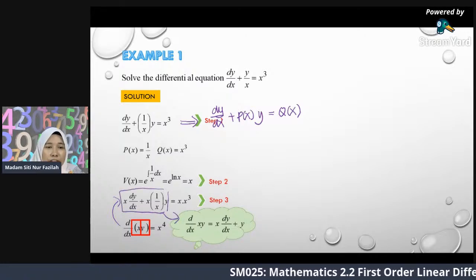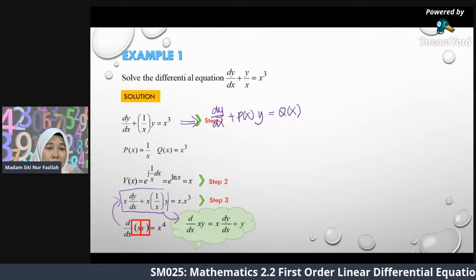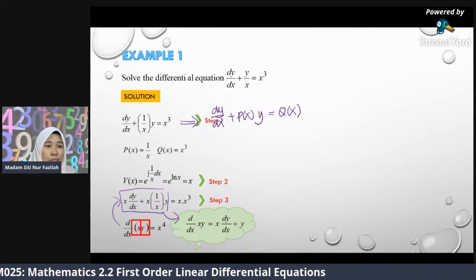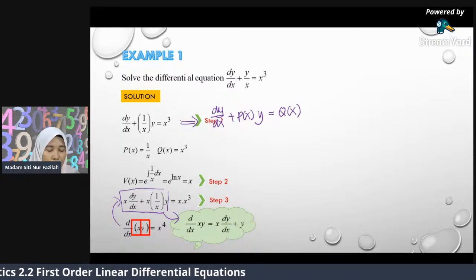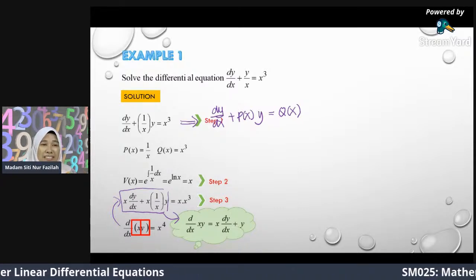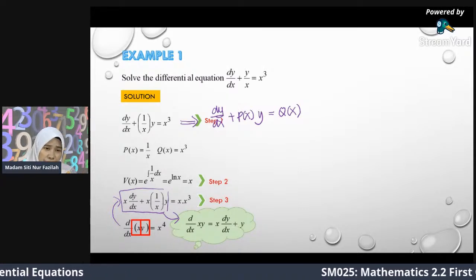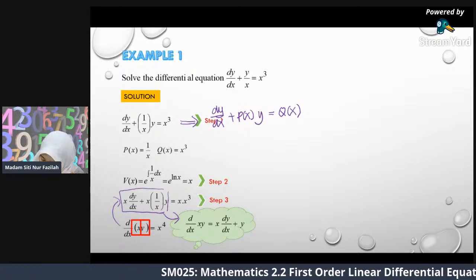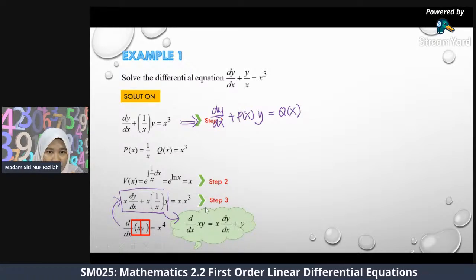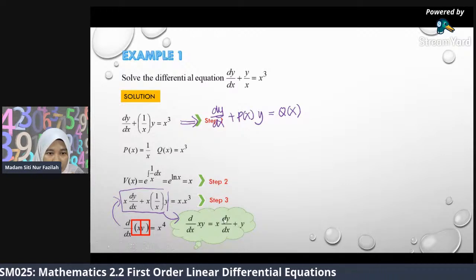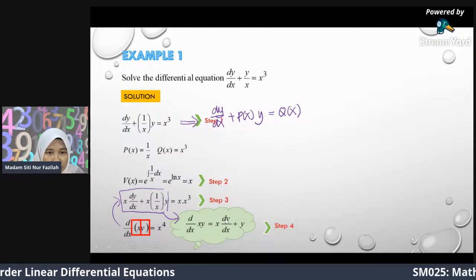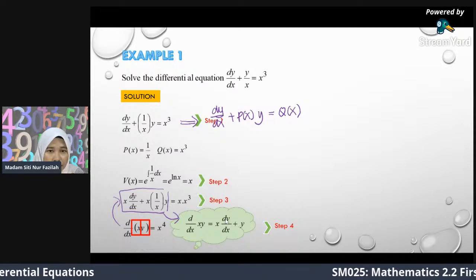Actually this one comes from the product rule. We have the product rule, and the output of the product rule we need to express as a derivative, d over dx. This one is step 4.